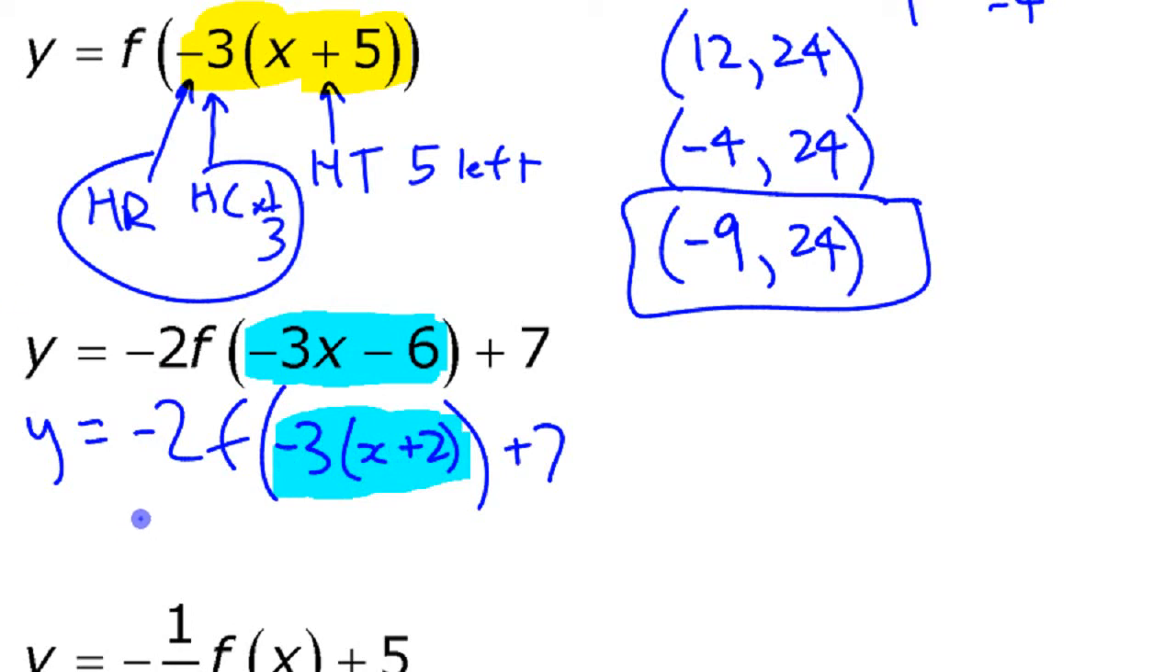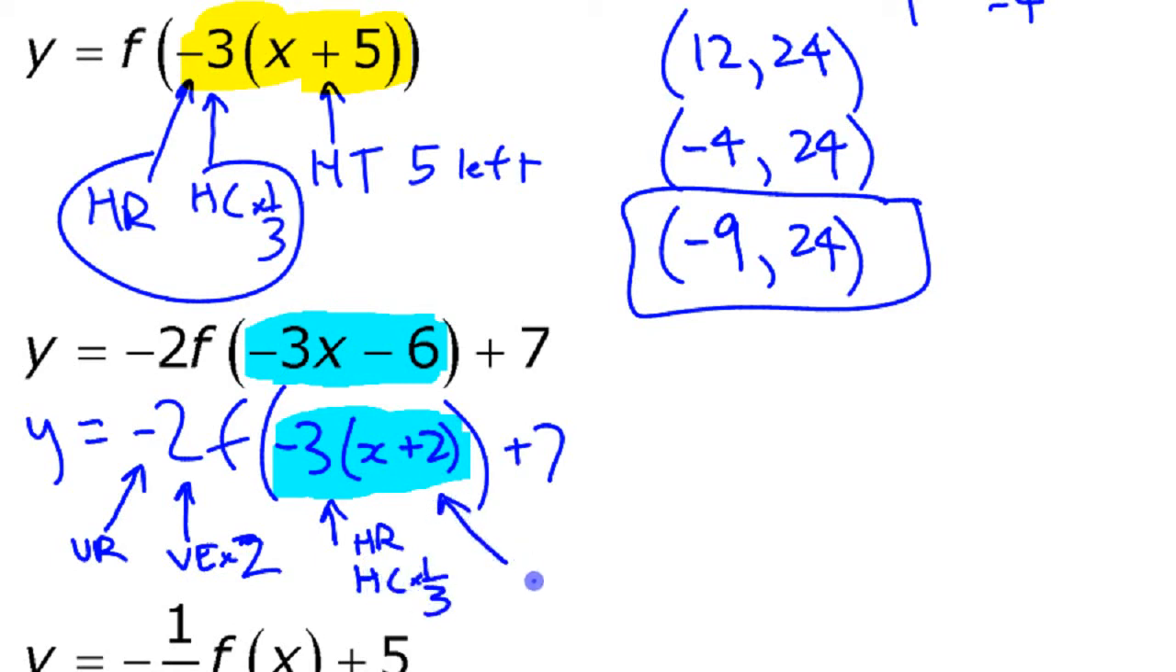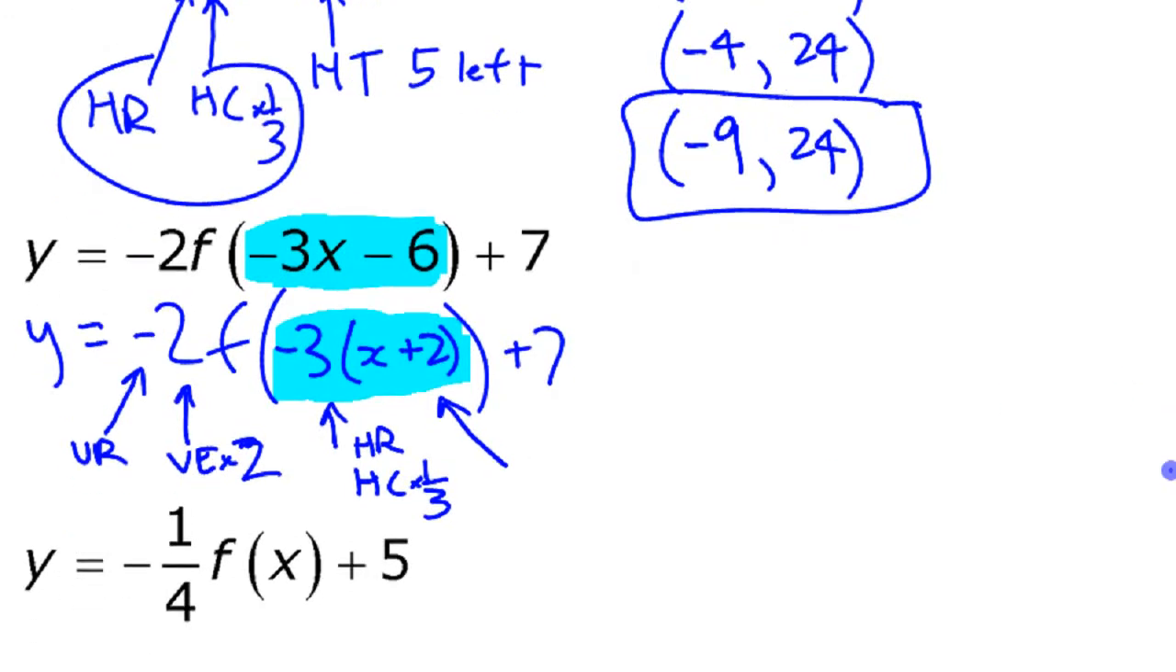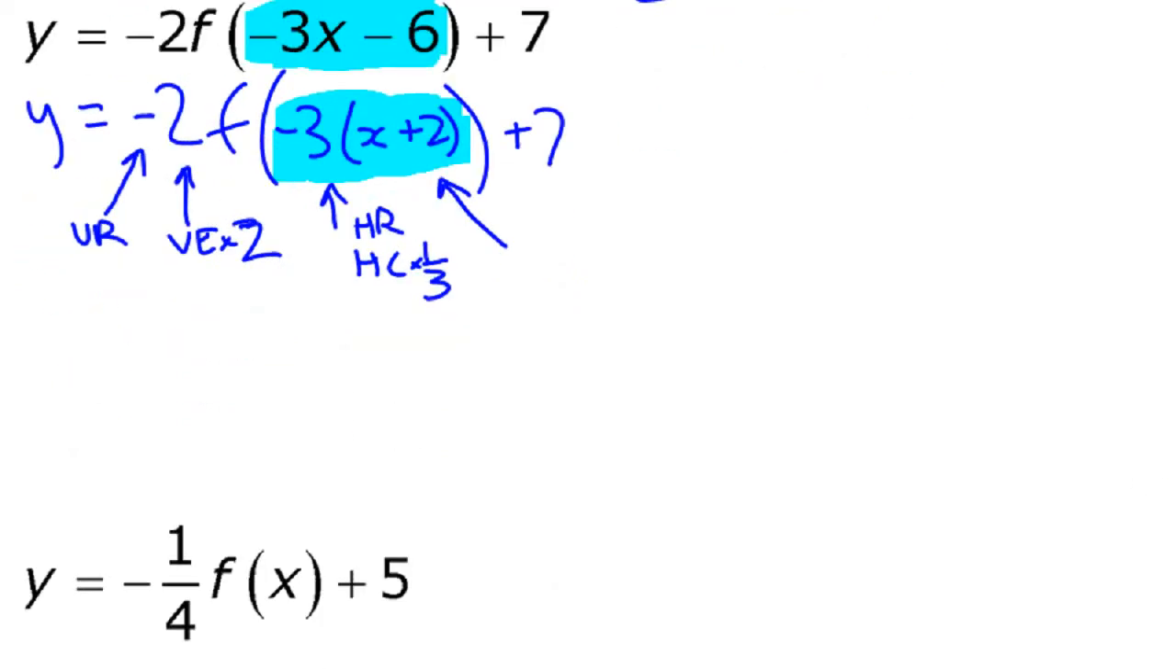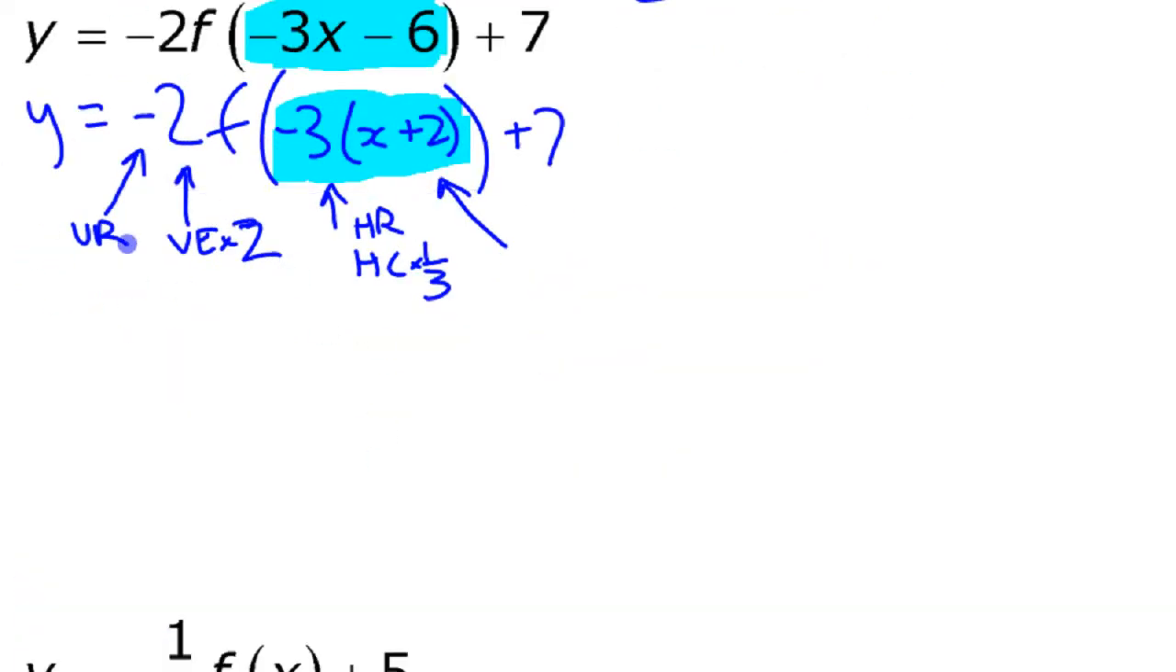Then we have tons of transformations here to do. We have our vertical reflection. We have a vertical expansion by 2. We have a horizontal reflection. We have a horizontal compression times 1/3. This has everything involved here. Let's move this up a bit, and let's move this down a bit, to make lots of room for all these transformations. To finish the list, we have a horizontal translation of 2 to the left, and a vertical translation of 7 up.